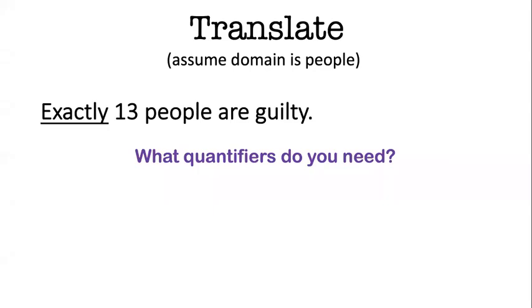Hi folks, we continue our numerical translation. In this video, we look at exactly, like if you wanted to say exactly 13 people are guilty, what quantifiers would you need? How many and which types? So pause your videos and try to figure this out.